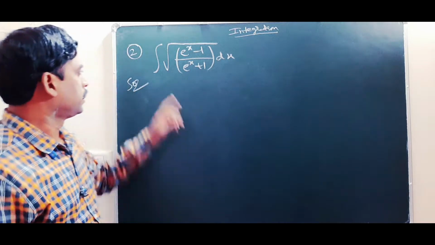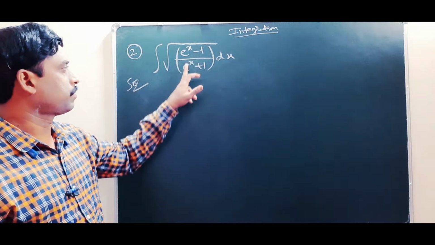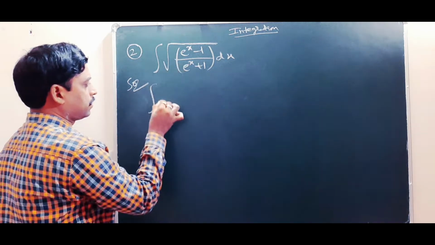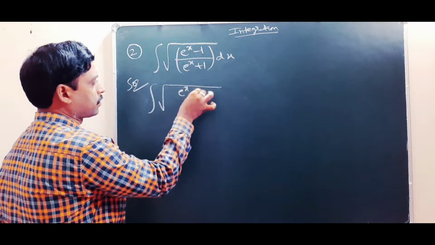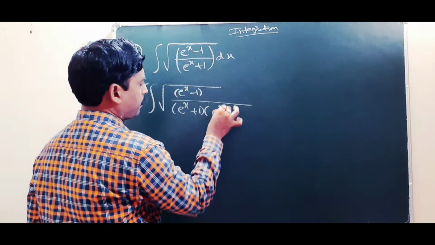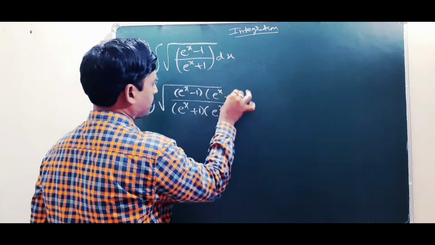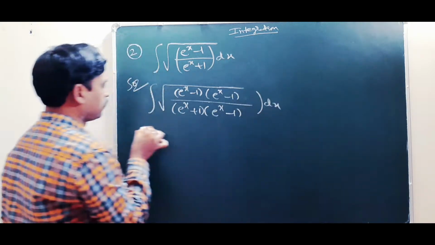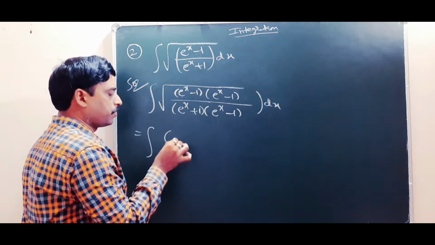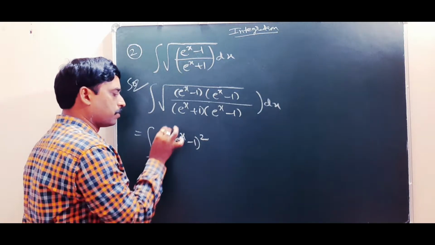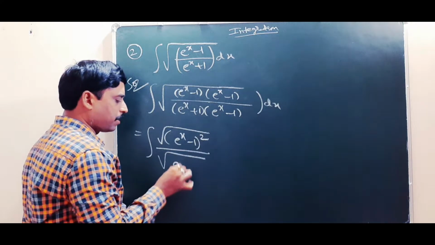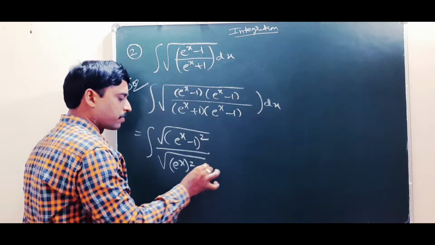Let us go to the next problem. Integral of root under e to the power x minus 1 by e to the power x plus 1 dx. Let us do rationalization of the denominator. Multiply by root e to the power x minus 1. So the numerator becomes root e to the power x minus 1 whole square, and the denominator, using a plus b into a minus b equals a square minus b square, becomes root under e to the power x whole square minus 1 square dx.